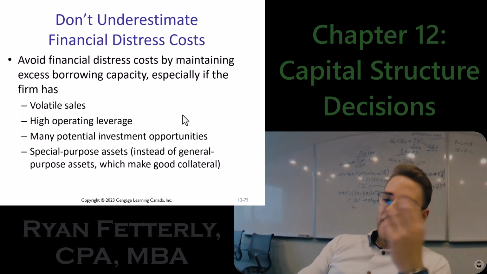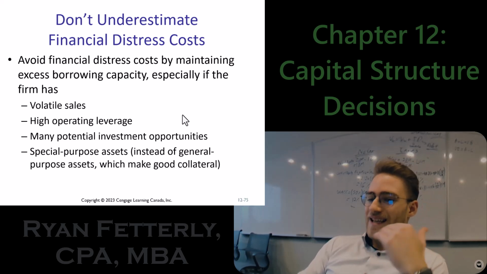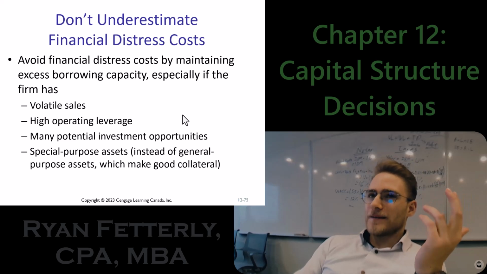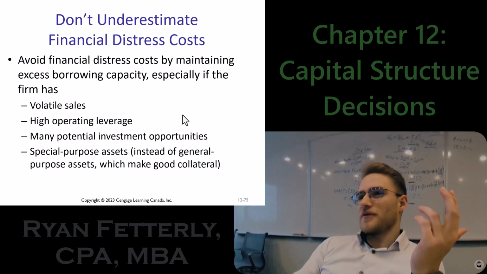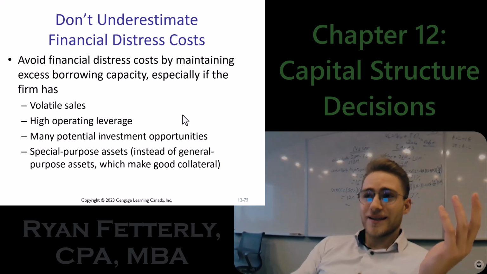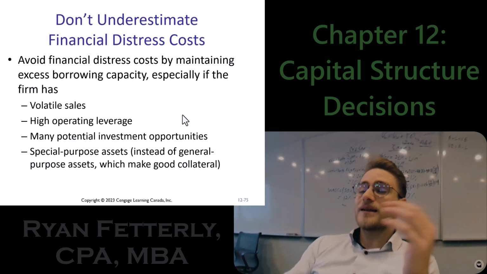So don't estimate financial distress costs, right? Avoid financial distress costs by maintaining excess borrowing capacity, right? It's kind of like your credit score. Just because you have maybe $40,000 available on your line of credit, it doesn't mean you take out $40,000 in loans on your line of credit, right? Because you're going to have to pay interest on that, right?